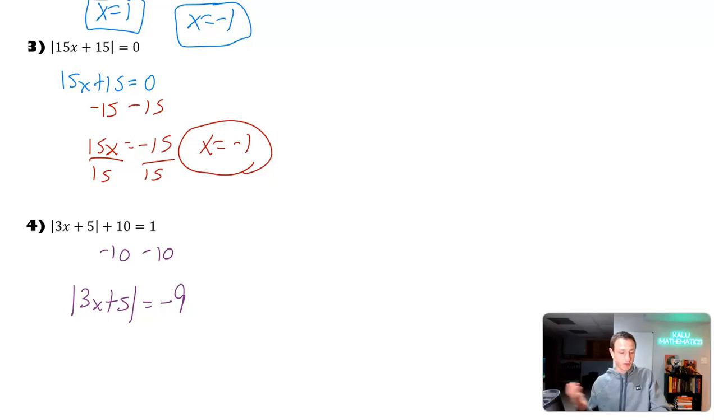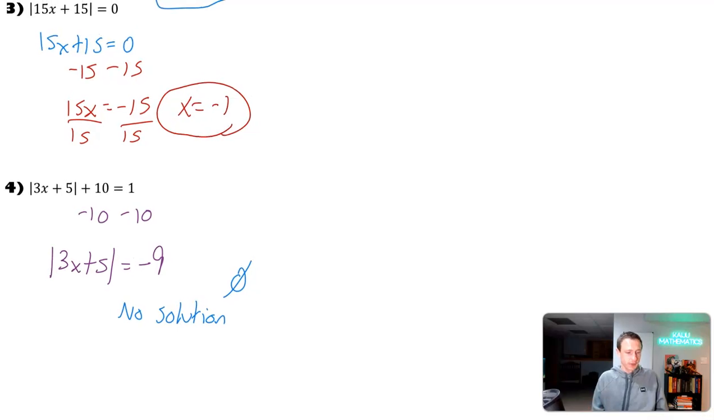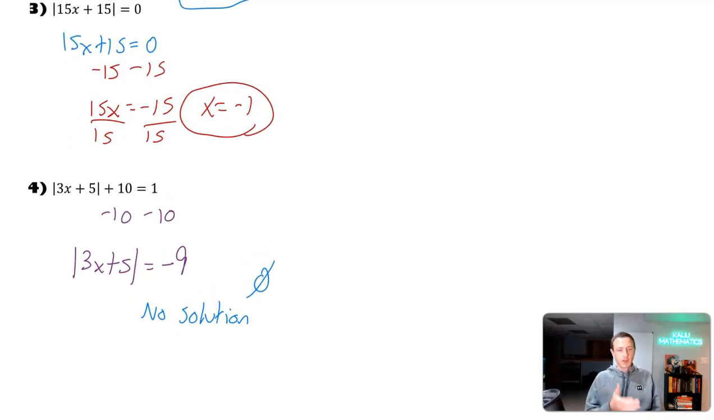The absolute value equal to a negative number. I cannot take the absolute value and get back a negative number. It's not going to happen. So in this case, since I have the absolute value equal to a negative number, there is no solution, or the empty set. You cannot take the absolute value of a number to get a negative. You get 0, you get a positive, but you cannot get a negative, so there's nothing that we could do there.